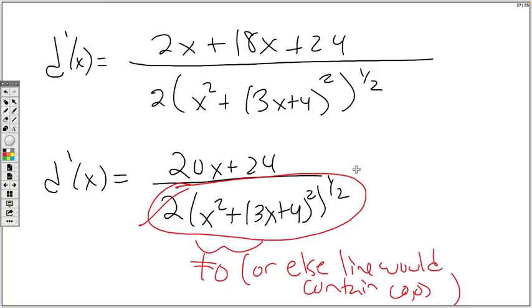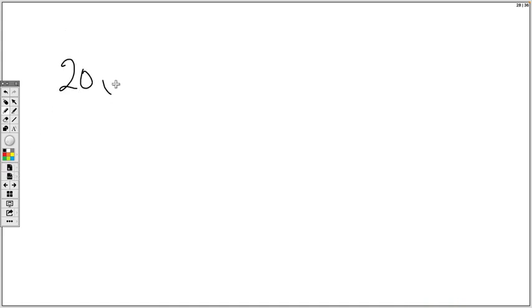So the only other place then to get critical numbers is if we set this whole thing equal to 0, which means we really are setting the numerator equal to 0. Okay. So if we set 20x plus 24 equal to 0, what do we get for the x?